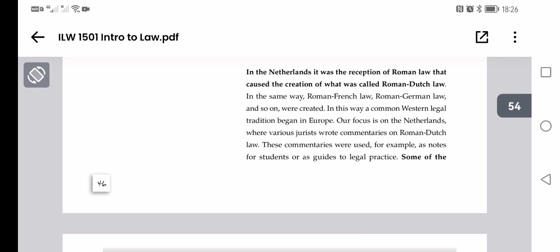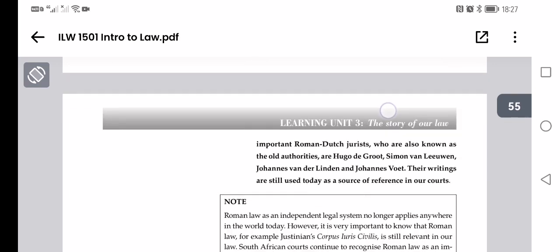Our focus is on the Netherlands, where various jurists wrote commentaries in Roman Dutch law. The commentaries were used, for example, as notes for students or as guides for legal practice.